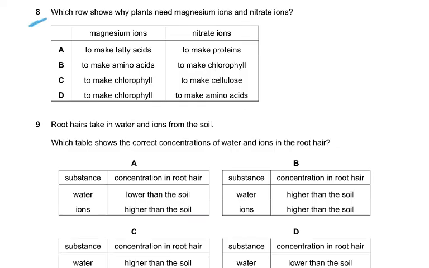Now, very interesting question, question number 8. Which row shows why plants need magnesium? You know magnesium is needed for the chlorophyll molecule. So it can only be these two answers. Now, why do we need nitrate ions? We need them for the amino acids, and that is for the proteins. Cellulose is a carbohydrate. It only contains carbon, hydrogen, and oxygen. It doesn't contain any nitrogen. So the answer is D here for question number 8.